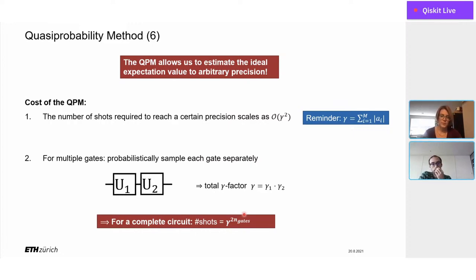So the values of AI are chosen according to an optimization problem, basically. You want to choose the set of coefficients AI that minimize the gamma factor as much as possible. And this can be expressed as a linear program, so it's an optimization problem that you can solve efficiently.